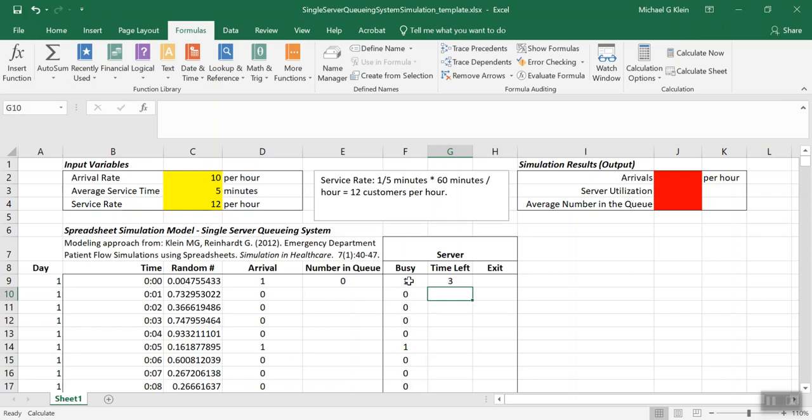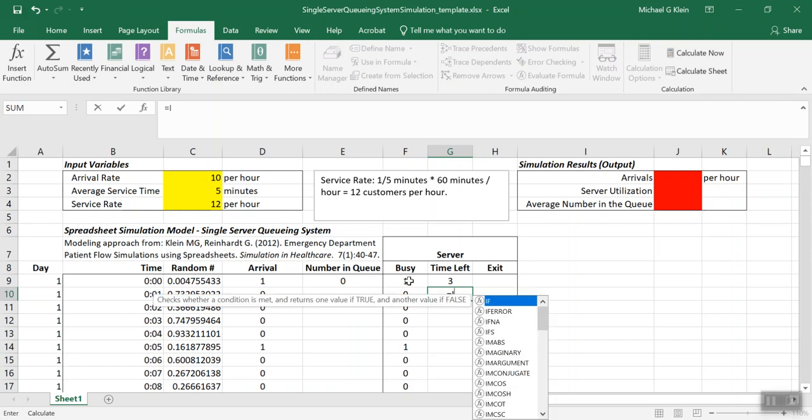Otherwise, what we do is check to see if the server is busy for another reason, and in that case it would be for a new customer, and then we would need to generate a new service time using the same max 1, round, minus C3 times ln 1 minus rand, and so on. So let's put in this formula now.